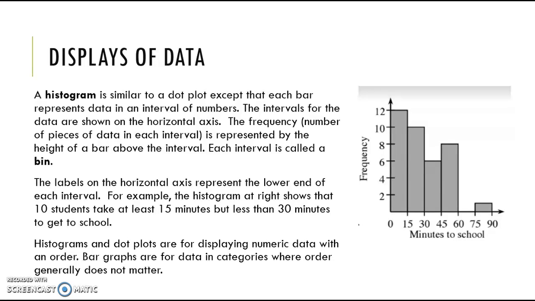Another thing that can be a little confusing is students confuse a histogram with a bar graph, and they tend to put spaces between the bars. The bins need to touch each other. There can't be any spaces between the bars. The only spaces should occur if there is no piece of data, as we see here between the 60 and the 75.